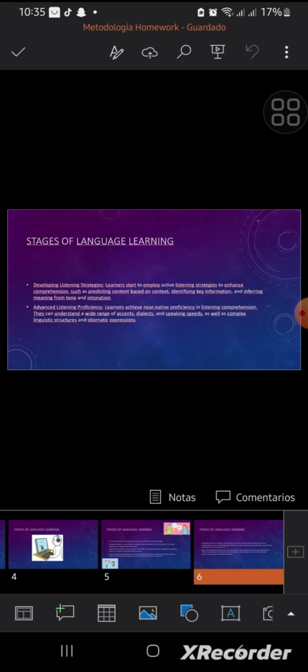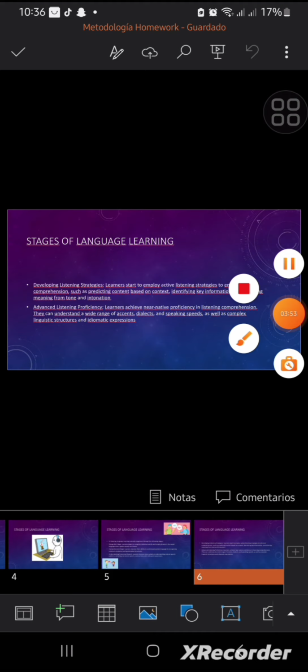And the last one is advanced listening proficiency. This stage is when we understand people at an advanced level, and when we have a good conversation and good fluency using our listening and our speaking.